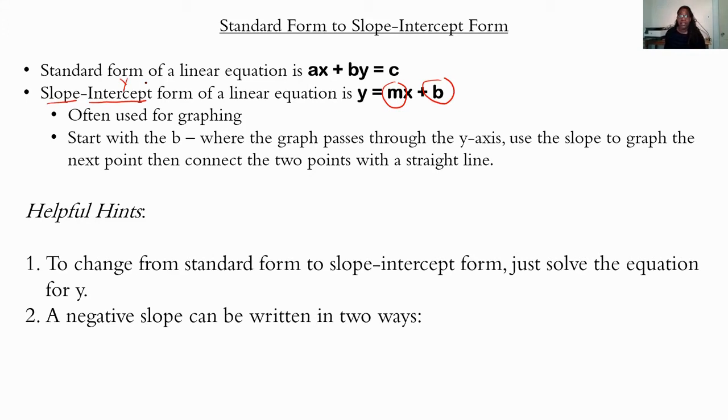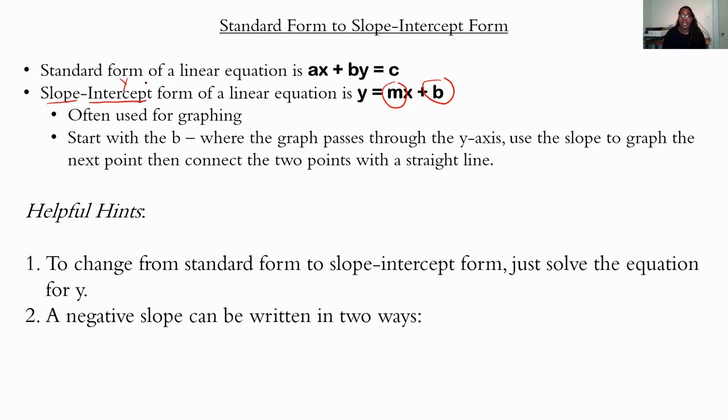So the helpful hint to change from standard form to slope-intercept form, you're simply just solving for y. You want to get that y by itself on one side of the equal sign, doesn't matter, but we'll try to keep it to one side, most of the time the left side. And everything else is going over to the opposite side, okay?